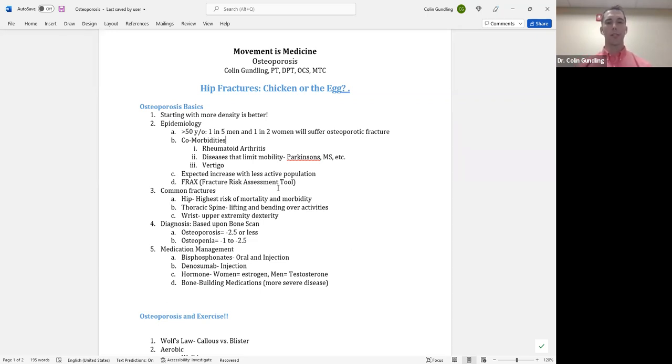Biggest thing to take from this is, again, these don't take big, heavy impacts to fracture, especially when you're pretty progressed with things. So you need to be aware of that.